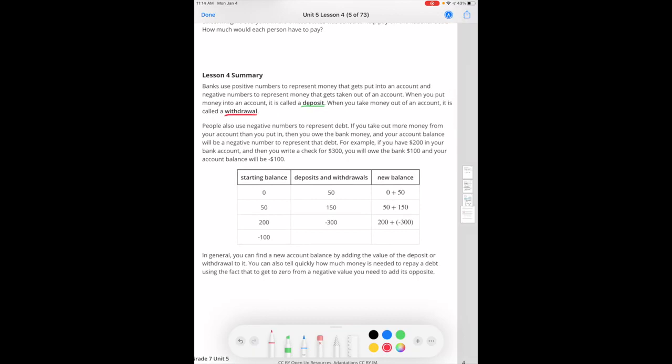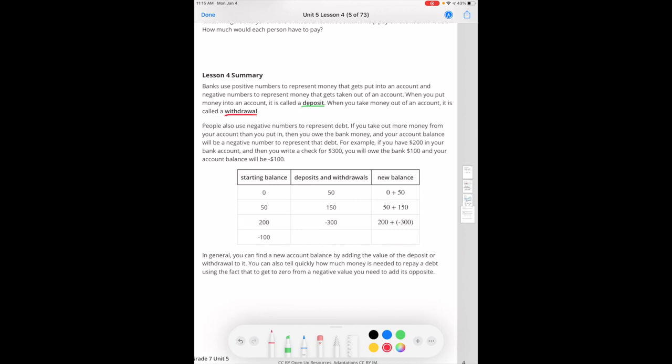People also use negative numbers to represent debt. So if you take out more money from your account than you put in, then you owe the bank money and your account balance will be a negative number. For example, if you have $200 in your bank account and then you write a check for $300, you will owe the bank $100 and your account balance will be negative $100.